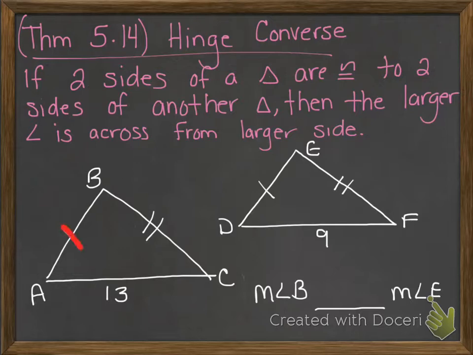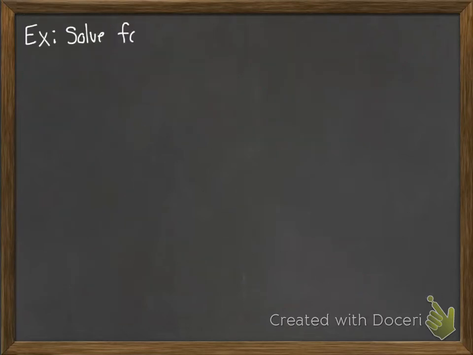So here I know AB is congruent to DE and BC is congruent to EF. So I know that I got two pairs of congruent sides. So then I'm going to look at the side lengths that I have. I have 13 and 9. I know 13 is bigger than 9, so I know that angle B is going to be bigger than angle E because it's across from my bigger side. All right, so just remember, keep big with big and small with small and you'll be fine. So here's an example.